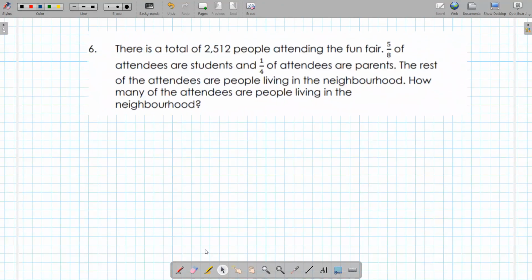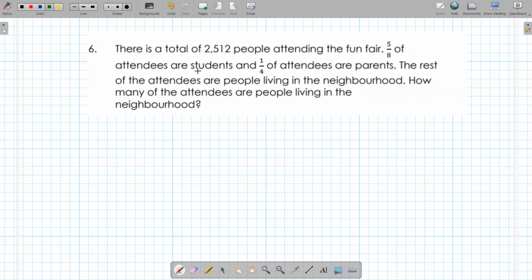There's another one. There's a total of 12 people attending the fun fair. If 5/8 are students, how do we do this? You just multiply those two numbers and then you subtract from the total. Right, you subtract from 1.